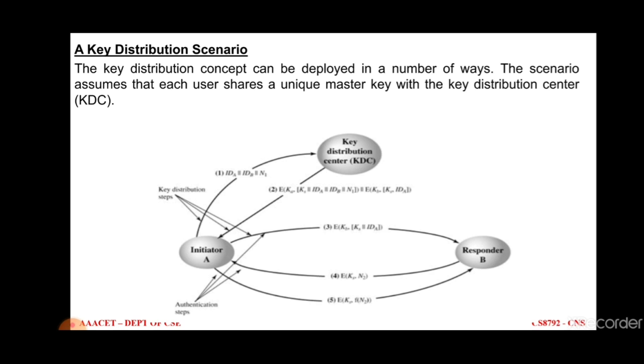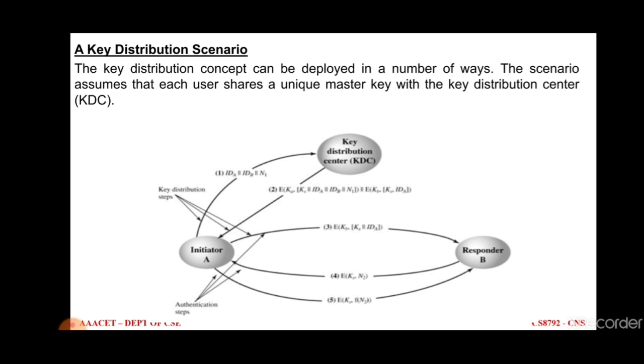In the diagram itself you can see the numbering order. In this numbered order only, the transmissions are performed. In number 1, the initiator sends some information to the KDC to retrieve some key information. It sends along IDA, which is the identifier of A, and IDB, which is the identifier of B, and N1 is a particular value needed by the initiator.